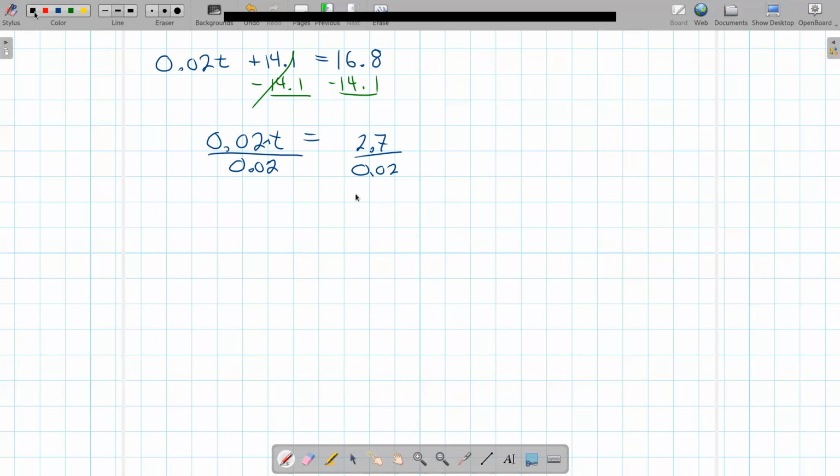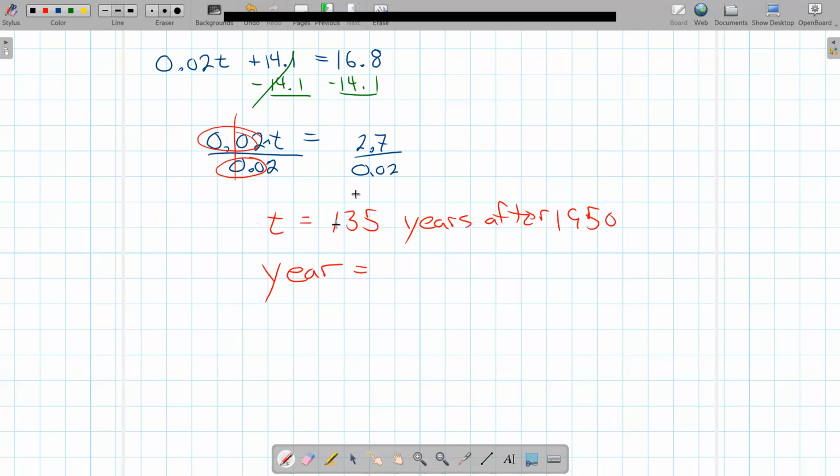So just cleaning this up a little bit, here I have a number divided by itself, which is 1. 1 times t is t. 2.7 divided by 0.02 was 135. And again, that t is years after 1950. So if I add these two together, that will give me the actual year. Let's see, what would that be? 5 and 3 is 8. 9 and 1 is 10. Carry the 1, should be 2085.